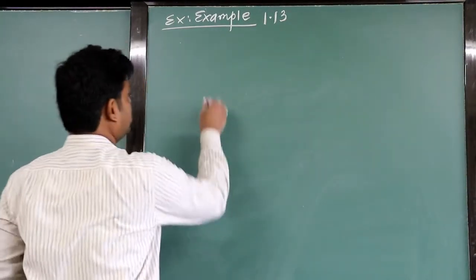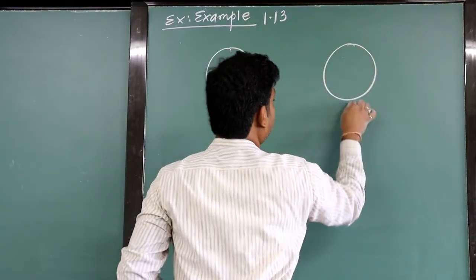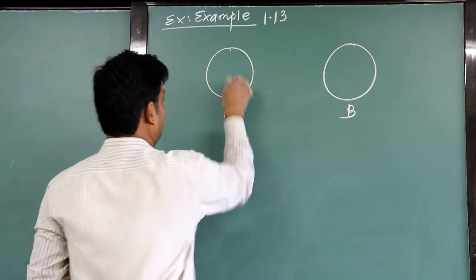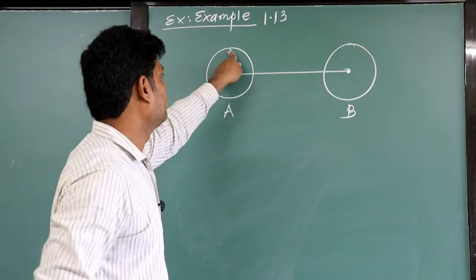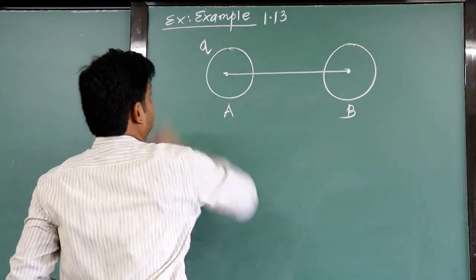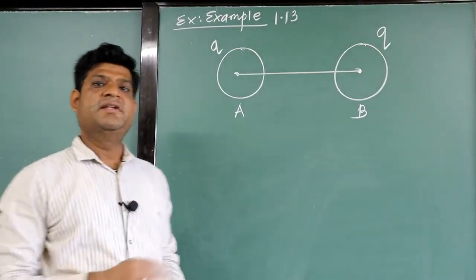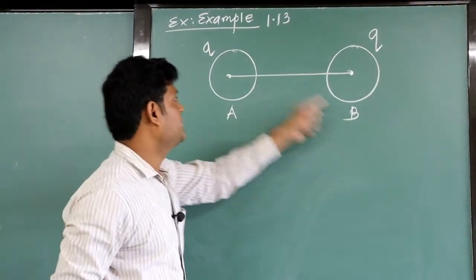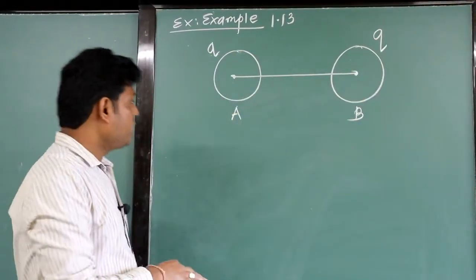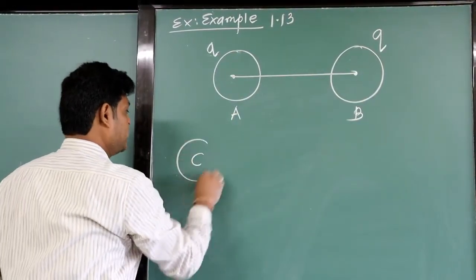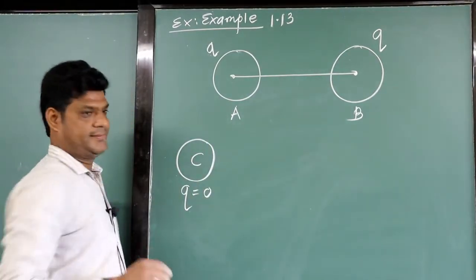See students, what is given? This is the sphere A, this is the sphere B. They are separated by some distance, suppose R. The charge on the first sphere is Q, and the charge on the second sphere is also Q. Both spheres have the same charge. Now we have the third sphere C, and this sphere is chargeless.